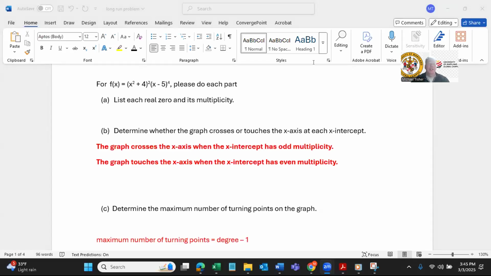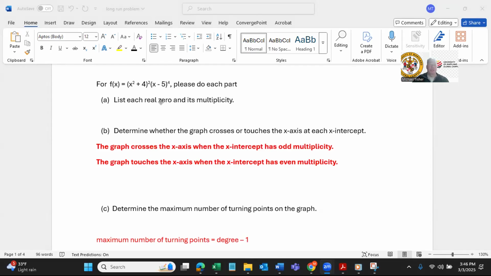Hello, everybody. Today we have this function f(x) = (x² + 4)² times (x − 5)⁴. And we're going to do each part that's listed here, and then maybe some more. So let's first start with part a: list each real zero and its multiplicity.